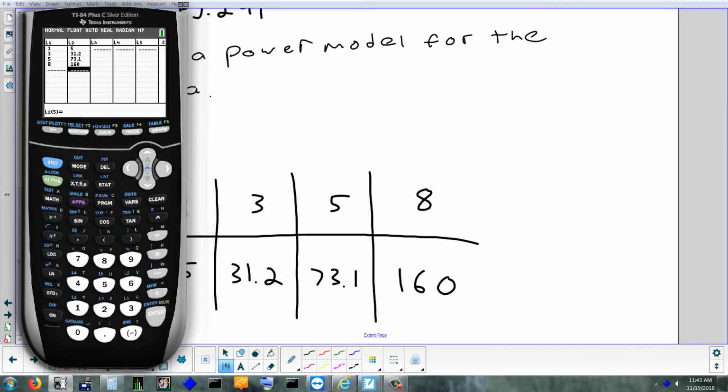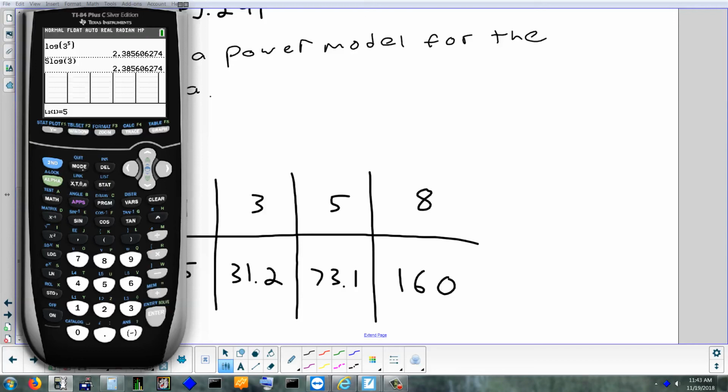Okay, so now we've put all the data in. You don't need to save it. It's automatically saved. You can just press second, quit, and it's all in there. If you want to see it again, just go to Stat, Edit, and it's still there. Any questions on just typing it in?